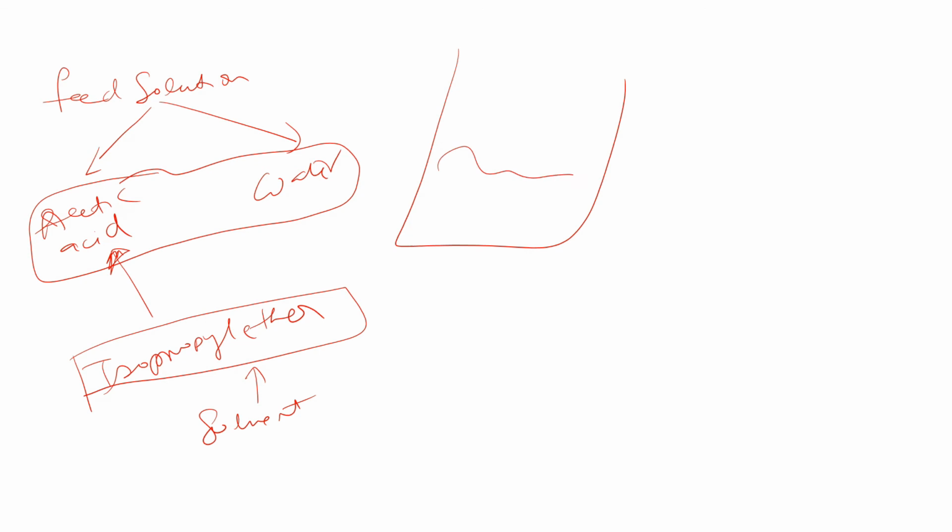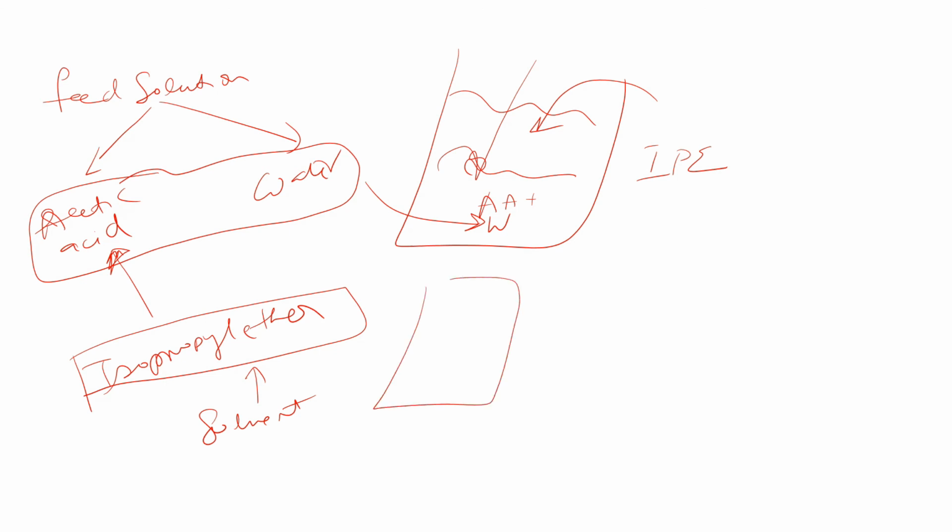So that's your feed solution. It contains acetic acid plus water, and then we are going to add a solvent, which is isopropyl ether. Then we mix them, and we do the liquid-liquid equilibrium experiment, and just assume we have some clear separation at the end. You may not have a clear separation. That can happen as well. Only at some particular compositions will you have this clear separation. You will see that at the end of this lecture.